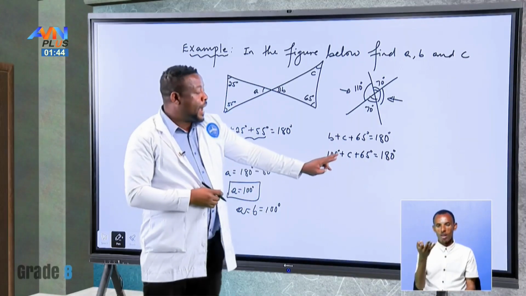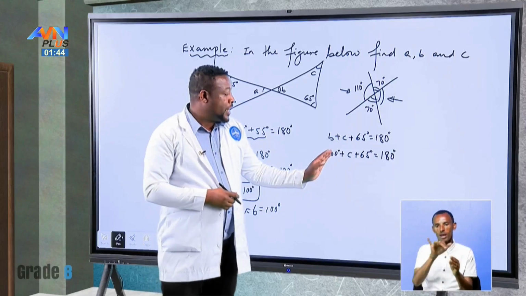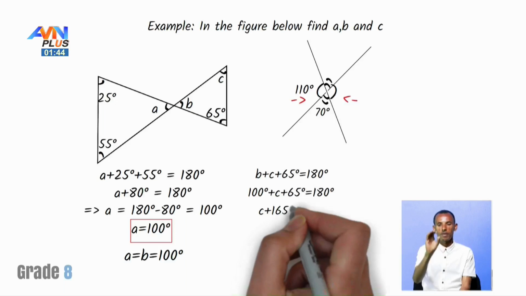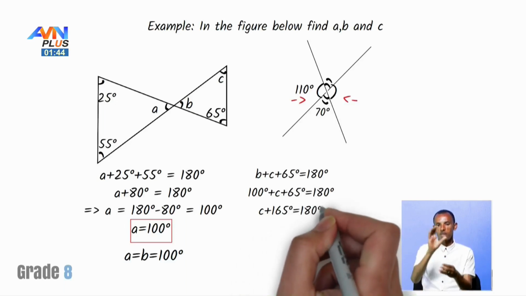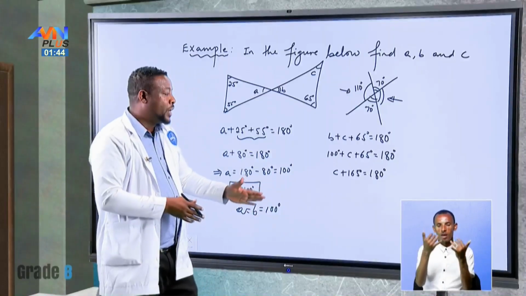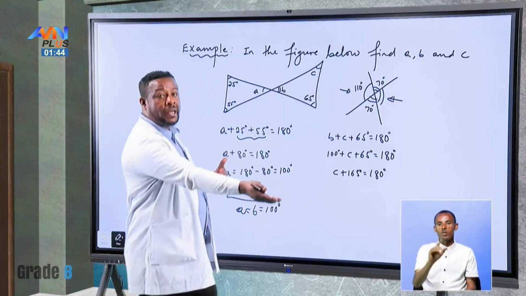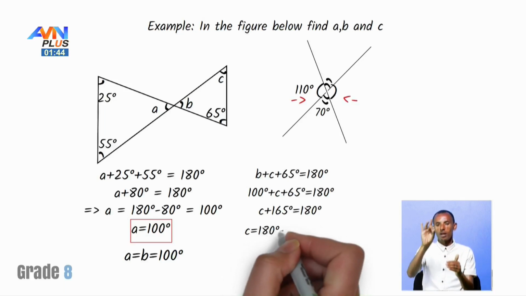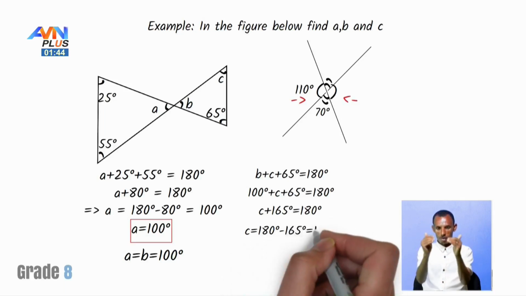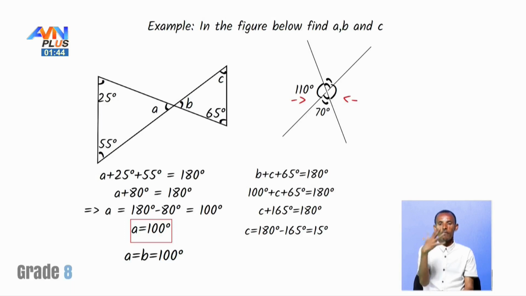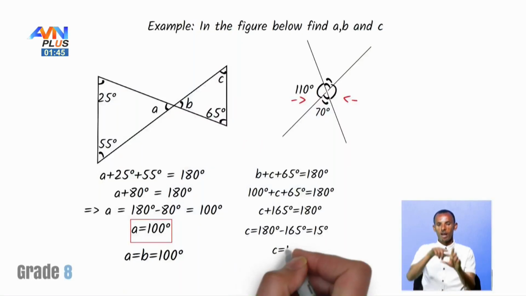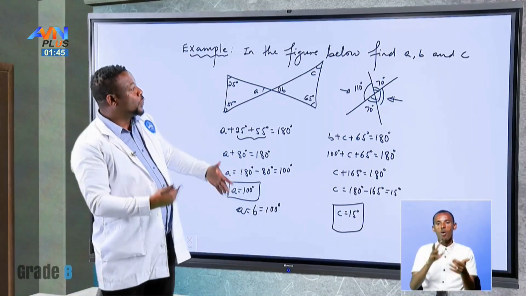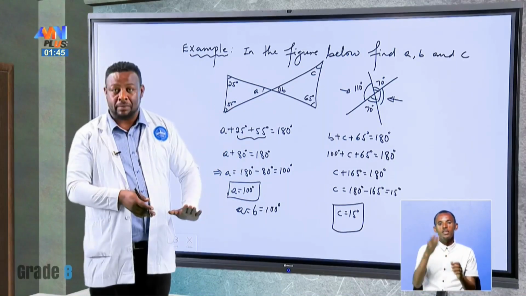Now you can collect like terms. 100 plus 65 is 165. This must be 180 degrees. So now, taking 165 to the right side and subtracting, C becomes 180 degrees minus 165 degrees, and this difference is 15. Therefore, angle C is 15 degrees. So this is how we calculate the unknown variables.